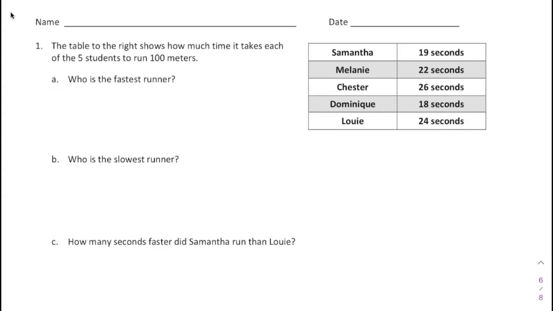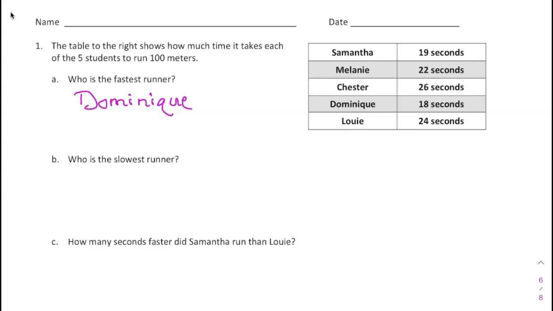Question A asks us, who is the fastest runner? This is sometimes hard to understand because when we think of fastest, sometimes we think we want the biggest number. But when we're talking about seconds, if we run really, really fast, we're going to have fewer seconds. We want to have fewer seconds if we want to run really fast. So in this case, if we look at all the numbers, the time that it took, Dominique was the fastest because they ran in the smallest amount of time. So after 18 seconds, Dominique was finished running.